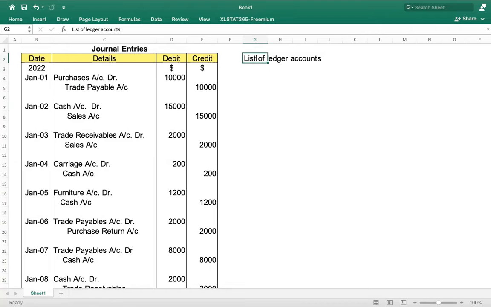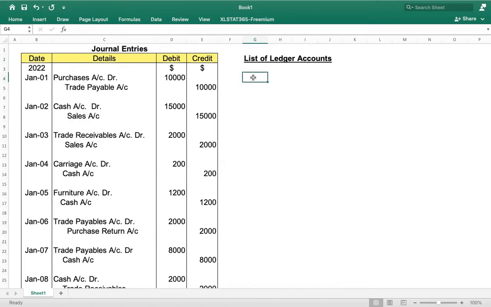How many accounts do we need to open in the ledger? That list we need to prepare. One account we will open only one time. In the journal entry it might come several times, but in the ledger I will make the account only one time.